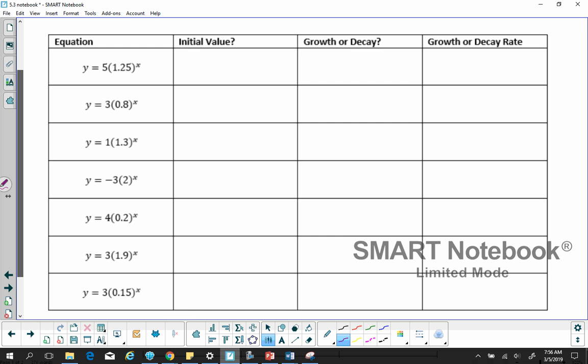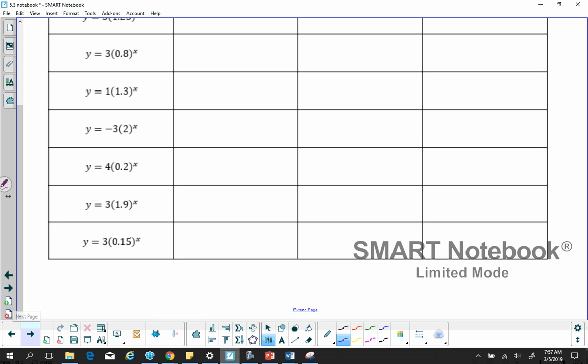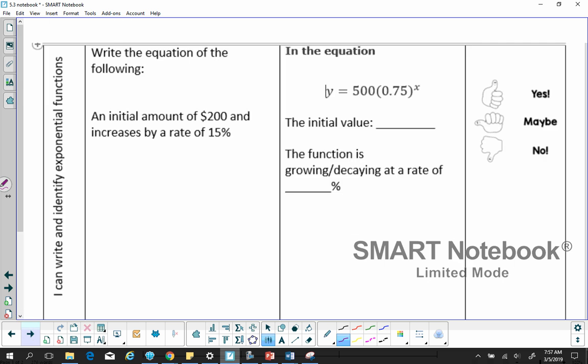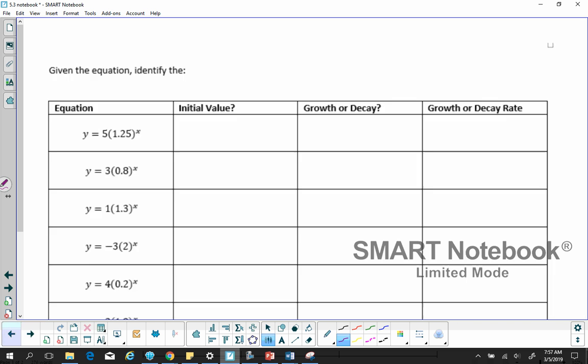Does anyone not get anything about it? No? Okay, so make sure you're practicing that. So you have around 10 minutes to finish this up. Your ticket out the door looks like this. It gives you the initial amount and what it increases by, and they want the equation. This one's giving you the equation, and they want the initial amount. Is it growing or decaying, and by what percent? So that's going to be your ticket out the door. Any questions on either of those?